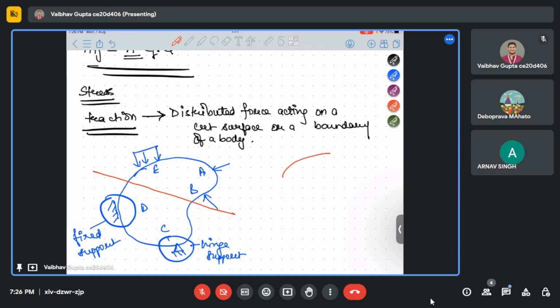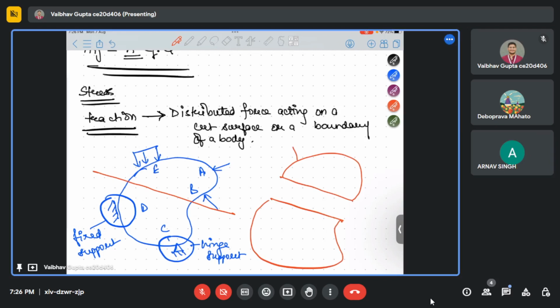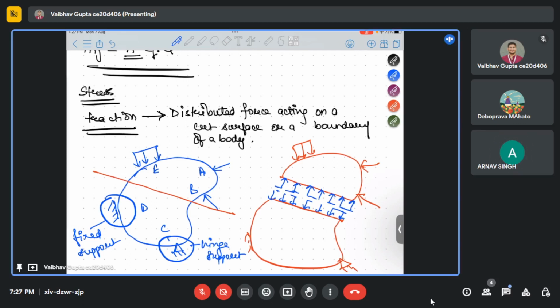Now if I see this body like this, with forces acting like this, this is the support. When you cut a body, you will see a distributed force which will act like this. This distributed force is acting over a cut surface.